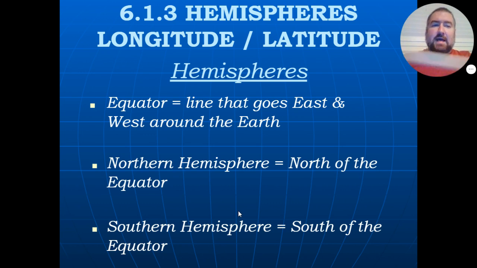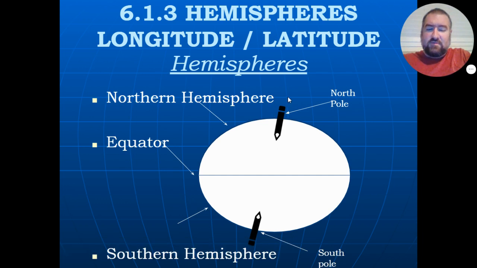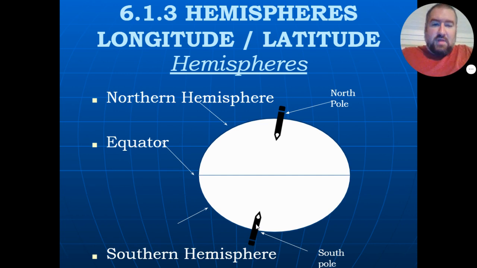The equator is a line that goes east and west around the Earth. And because it goes east and west, that means it divides the Earth into 2 hemispheres. The northern hemisphere is north of the equator, and the southern hemisphere is south of the equator. Fairly straightforward, but this is what it looks like on a map. So as you can see, the North Pole is up here in the northern hemisphere, and then the South Pole is the southernmost point on the southern hemisphere.